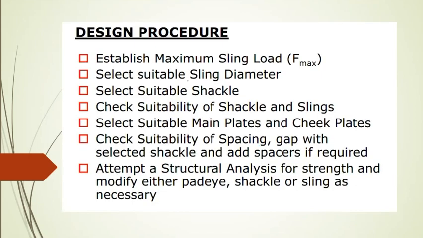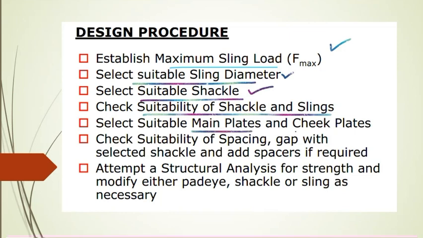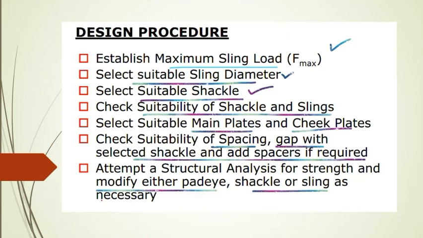Design procedure: first, establish the maximum sling load. So we need to find out the maximum sling load, select a suitable sling diameter and select a suitable shackle. So sling load, sling diameter, suitable shackle, check the suitable main plates and cheek plates. Check suitability of spacing, gap with the selected shackle, and add spacers if required. Allow for structural analysis for strength and modify the padeye or shackle as necessary.